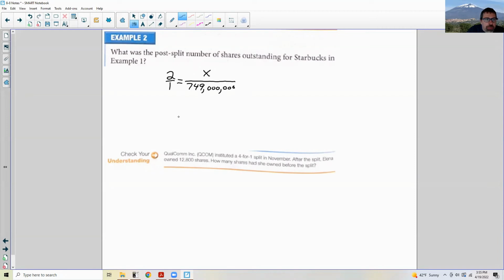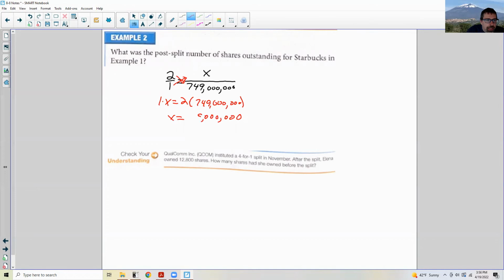And it was a 2-for-1 split. So for every share you own, you now had 2. So in order to solve this, we just simply cross multiply: 1 times X equals 2 times, I'll use parentheses, 749 million.